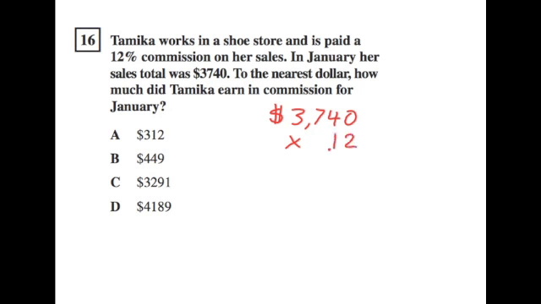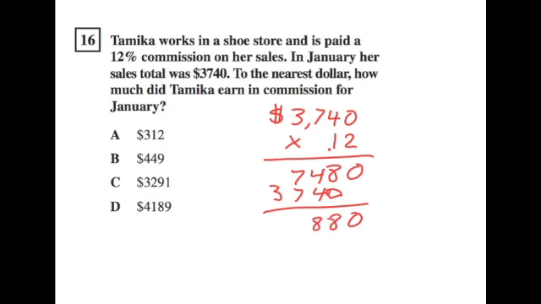0.12. You should know that by now. And then let's go and multiply this. That's 0, 8, 14, carry the 1, that's 7. We got 0, 4, 7, 3. 0, 8, 8, 14, carry the 1, that's 4. How many decimal places we have here? We have 1, 2. So 1, 2. Looks like she made $448.8 in commission.